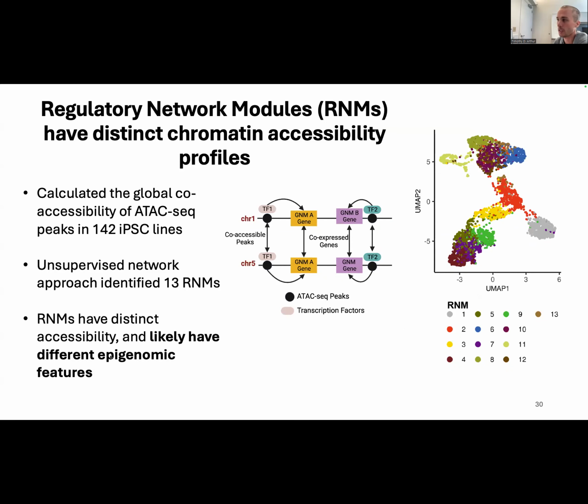We generated paired ATAC-seq for 142 of these lines, and regulatory networks should underlie the association between genes across the genome and should be bound by the same transcription factors. So we performed the same unsupervised network approach to identify modules of associated ATAC-seq peaks and found 13 of these modules.